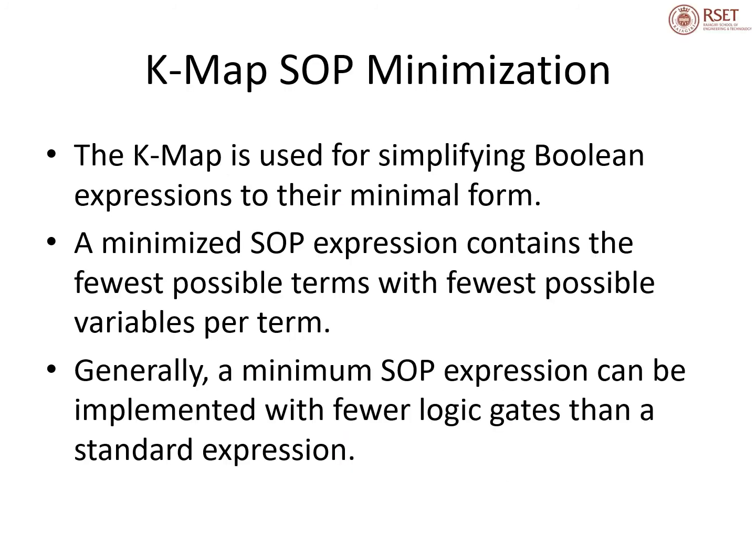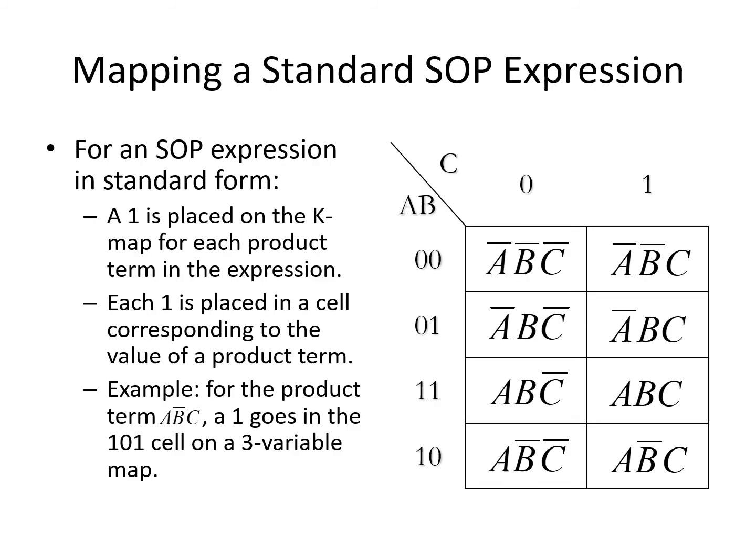Now, K-map SOP minimization. The K-map is used for simplifying Boolean expressions to their minimal form. A minimized SOP expression contains the fewest possible terms with the fewest possible variables per term. So a minimum SOP expression can be implemented with fewer logic gates than a standard expression. As we have already studied, with that minimum SOP expression, we have the simplest circuit.